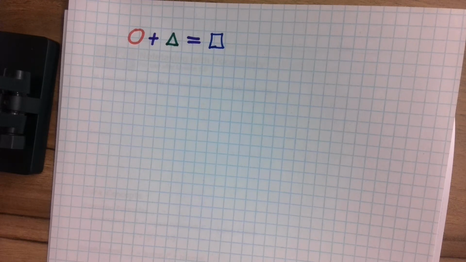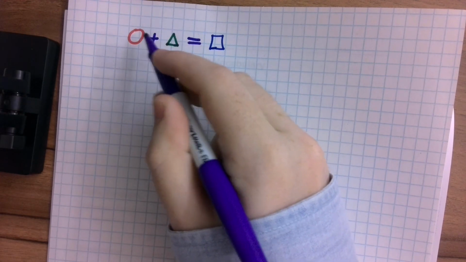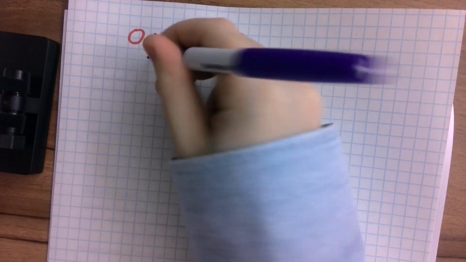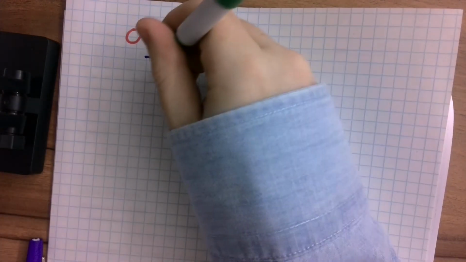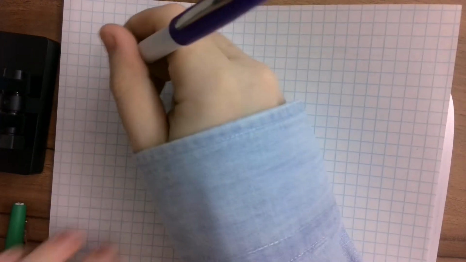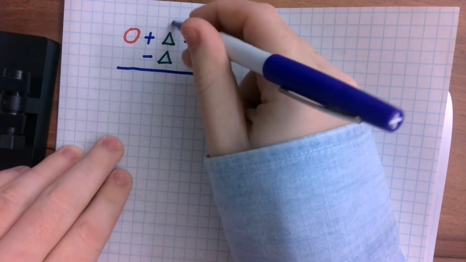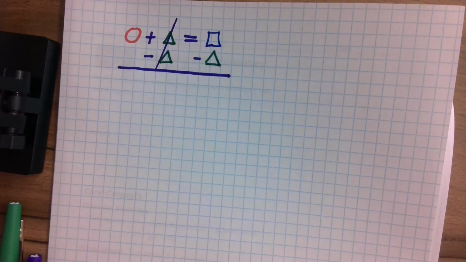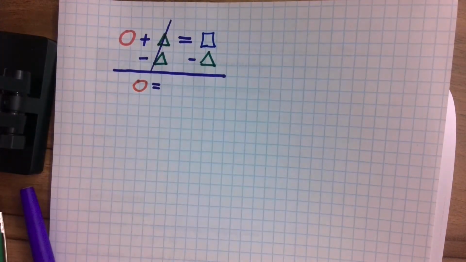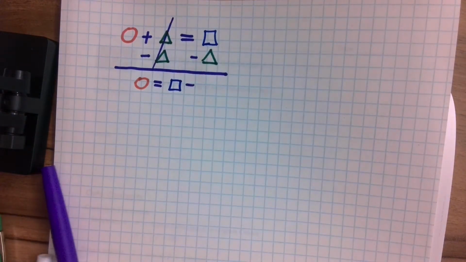For those who paused the video and tried it, was your step to notice that our circle is not alone, it's connected to this plus triangle, so we have to get rid of this plus triangle. Well, to get rid of plus triangle, we would subtract triangle, because that's the inverse. Despite the fact that these symbols don't mean anything, we know that to get rid of a positive triangle, you would need a negative triangle to cancel it out. So our equation would then end up being circle all by itself equals square minus triangle.